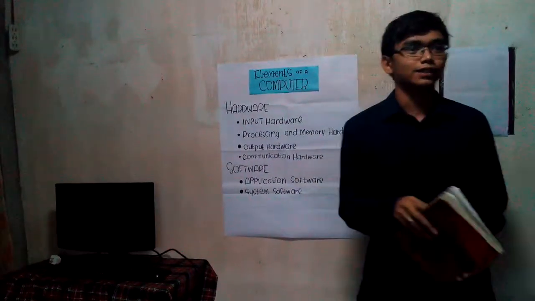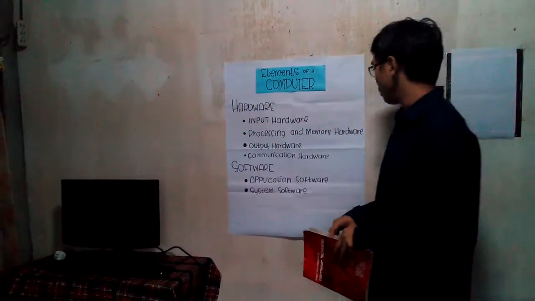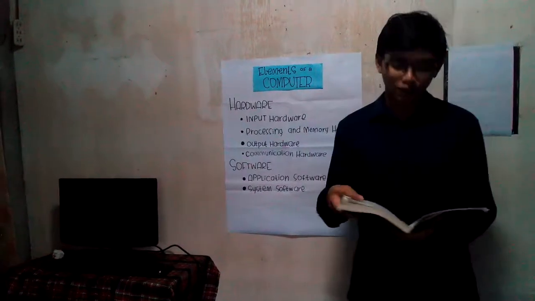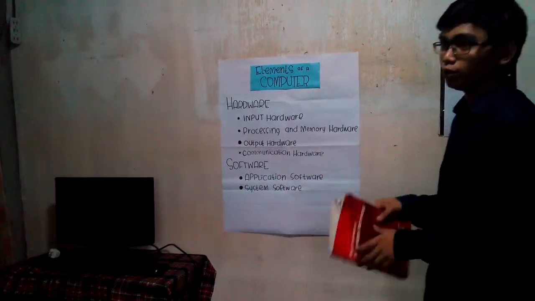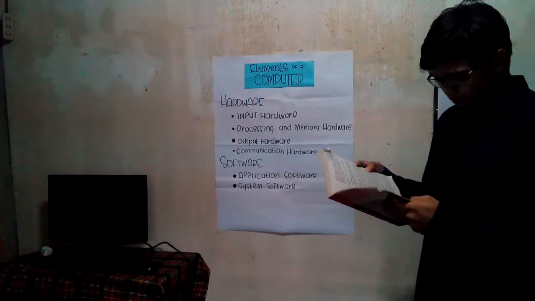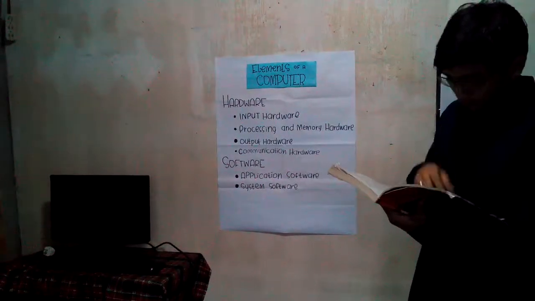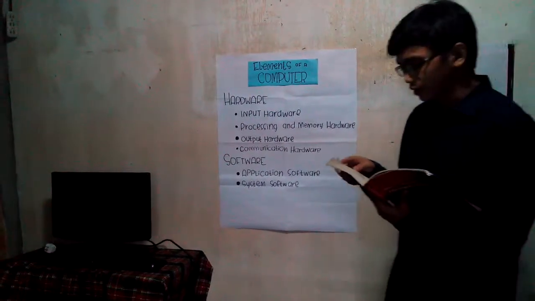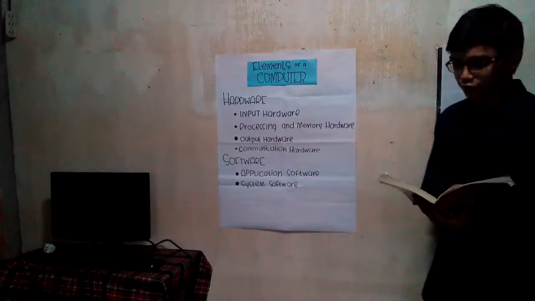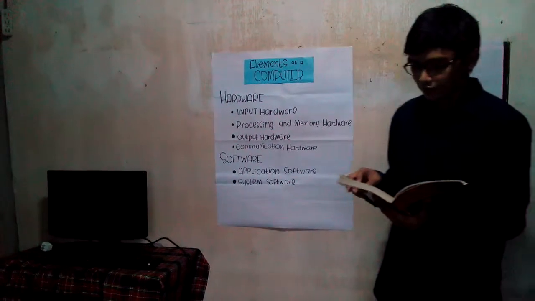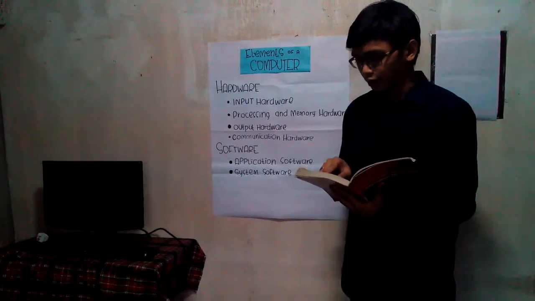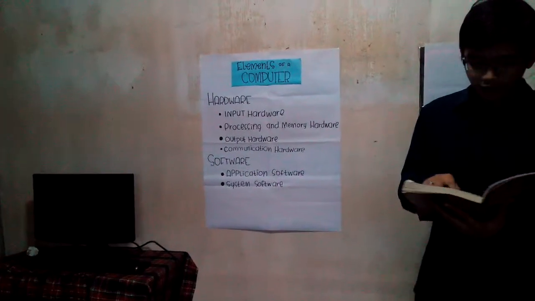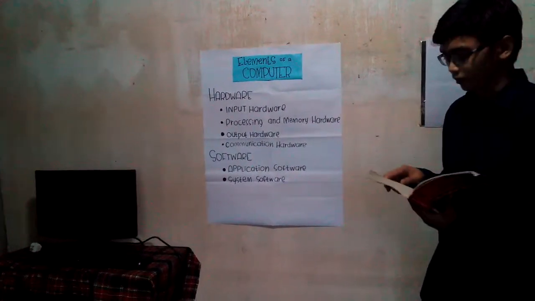So what are examples of processing and memory hardware? Okay, class. CPU or the processor. The CPU, or central processing unit, is the processor, the computing part of the computer. It controls and manipulates data to produce information. The CPU is usually a single finger-sized chip, called a microprocessor, which has electrical circuits printed on it.